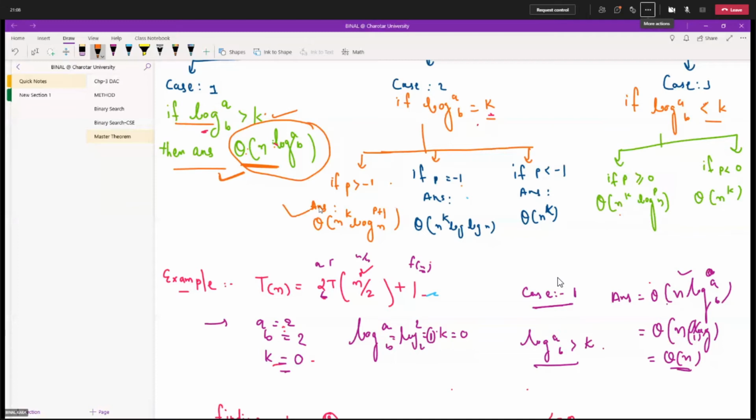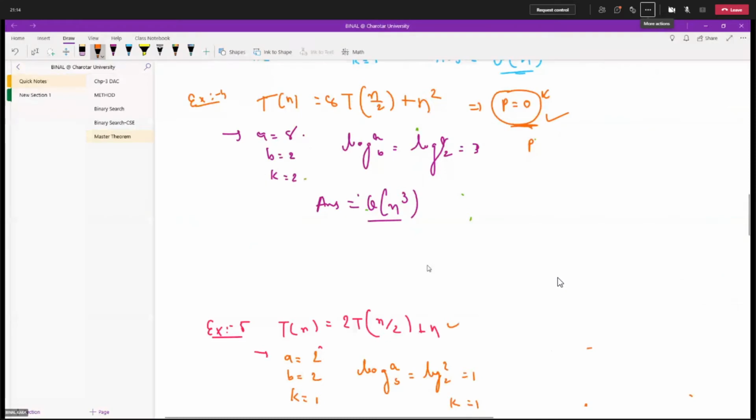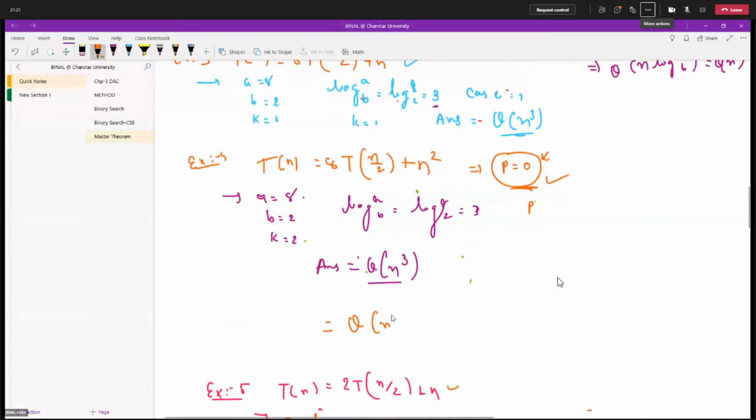Right. So which condition is satisfied? Case 1. What is the value for case 1? Theta n to the K times log P plus 1. This is the answer. Let's put the answer. Theta, what is the K value? 2. If I'm putting 0 plus 1, what will come? Ma'am, that won't come in this one, it will come in the one below.